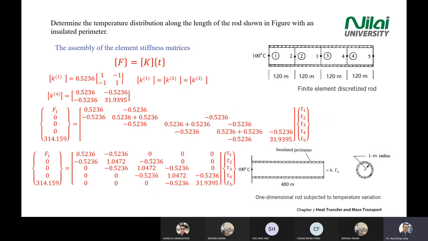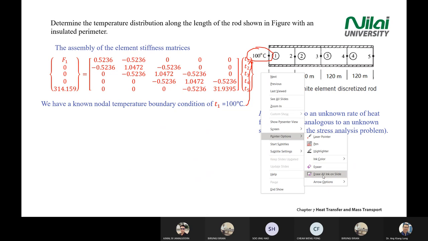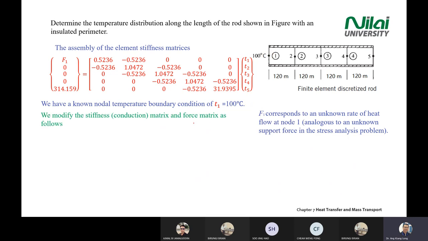Okay, so I will just fill up the space here, and then I tidy up because you have a plus number here and so on. So at the end, you get this form. Then the rest, you just solve it accordingly. Now, for example, you know that point 1 is temperature 100 degrees C. So you substitute 100 degrees C here.